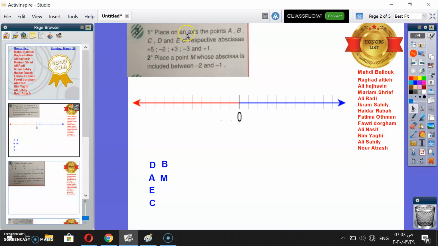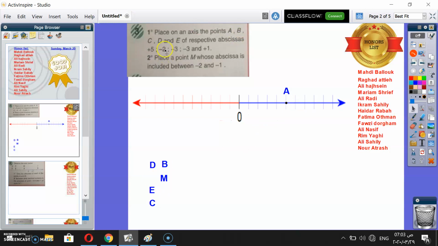Exercise 1. Place on an axis the points A, B, C, D, and E of respective abscissas +5, -2, +3, -3, and +1. So the abscissa of point A is +5. Here is 0, +1, +2, +3, +4, and +5. So here will be +5. Okay, so point A is +5.